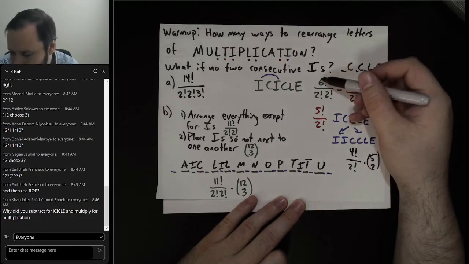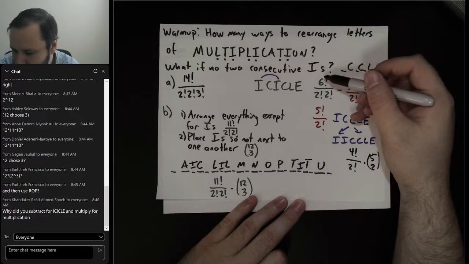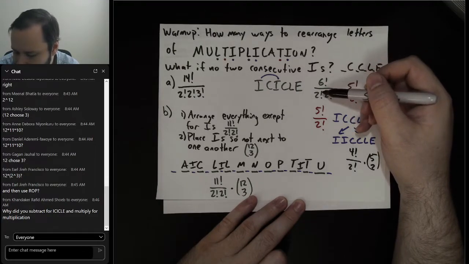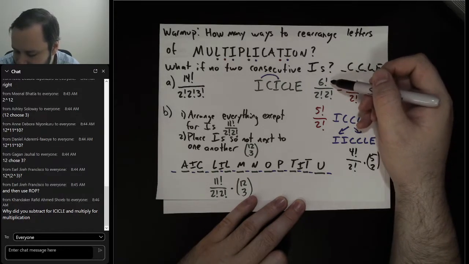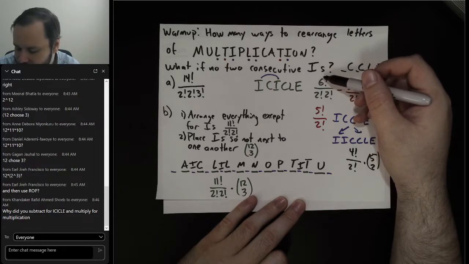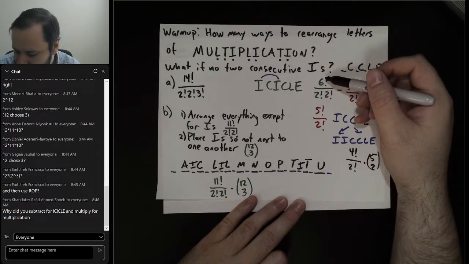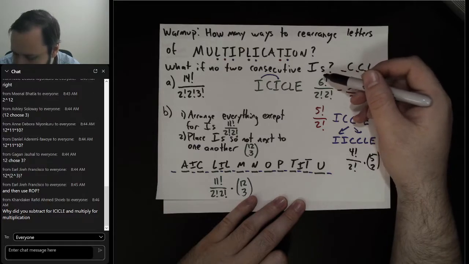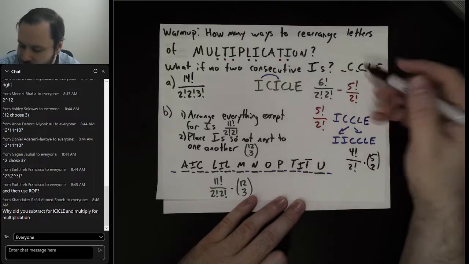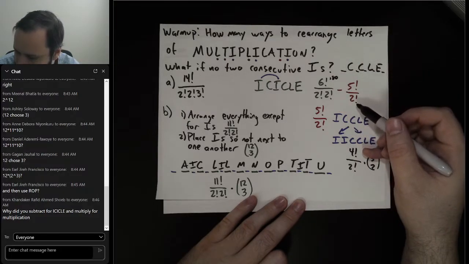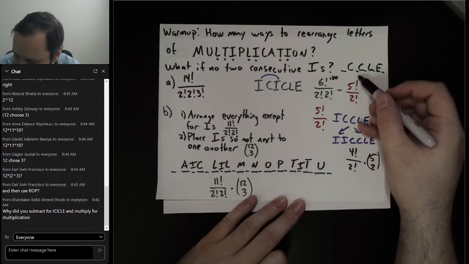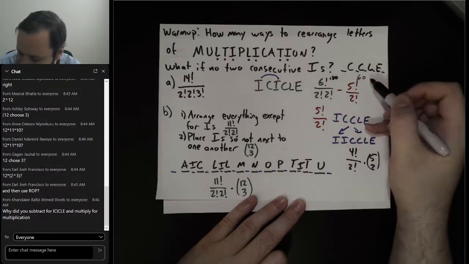And these two expressions should give me the same answer. So this is 6 times 5 times 4 times 3 over 2, which is 6 times 5 times 3 times 2, which is 6 times 6 times 5. So that's 30 times 6 is 180. Minus 5 factorial over 2, which is 5 times 4 times 3 is 60. So this gives me an answer of 120.